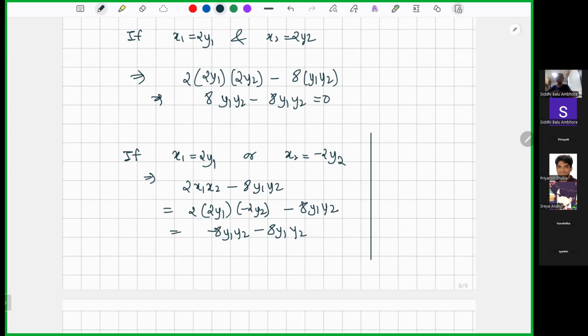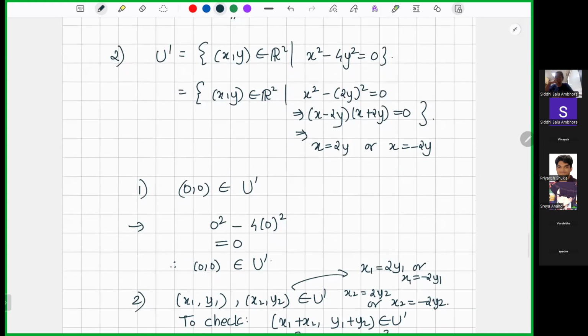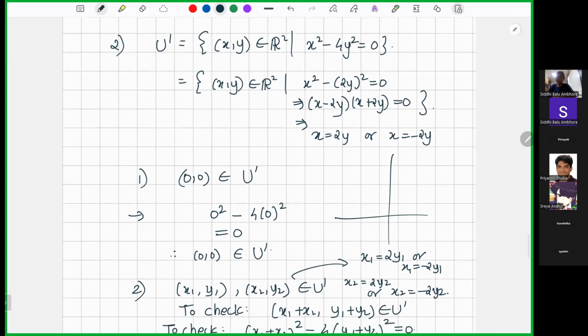But if I substitute 2 points here, can we give a counter example where it is not happening? Is this really a subspace or not? This is a parabola, right? x square minus 4. I don't think this is a vector space, or is it?